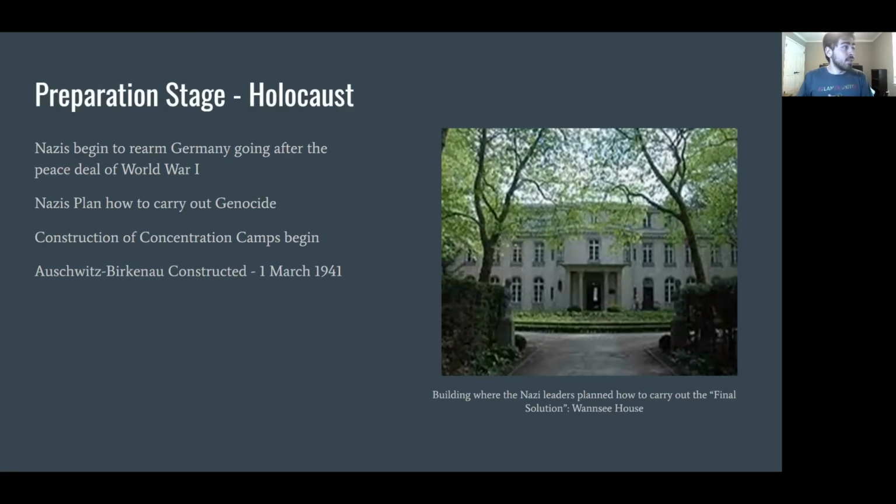And then this is also where they begin to rearm, going against the peace deals of World War I. Originally, Germany was forced to demilitarize, but following the rise of Hitler, they started to ramp up the production of military equipment and going against many of the agreements at the end of World War I, in preparation for war.